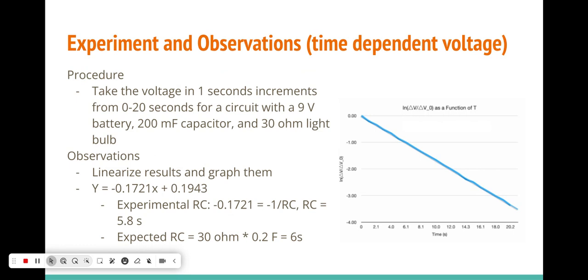So then we're going to do some time-dependent voltage by taking the voltage in 1 second increments from 0 to 20 seconds for a circuit with a 9-volt battery and then the capacitor and light bulb. So we're going to take those values and then they are graphed there, and the line of best fit is listed there with the slope of negative 0.1721. And that can be equated to the resistance times capacitance, just calculated there. And the expected RC is 6 seconds.